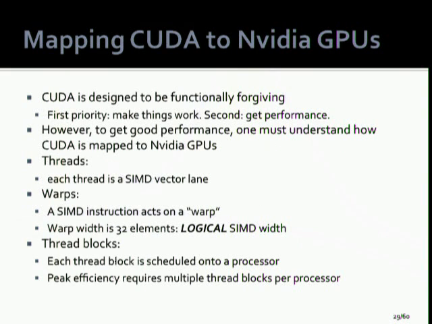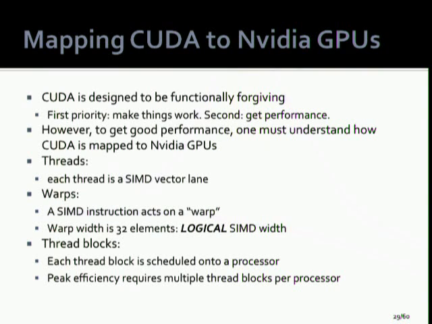So I want to talk about how CUDA programs are actually mapped onto GPUs so that we can get good performance. The idea is that CUDA is supposed to be functionally forgiving. The first thing that we want to do is to make things work, and the second thing that we want to do is to make it go fast. So you can write slow code, which is important to be able to do. That's how we all get started, is write slow code.